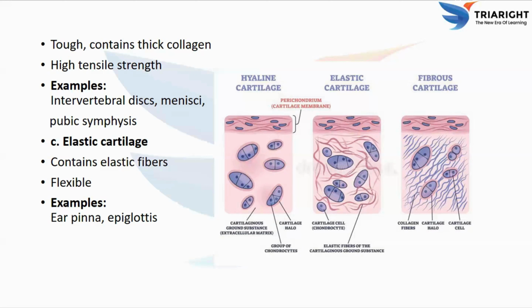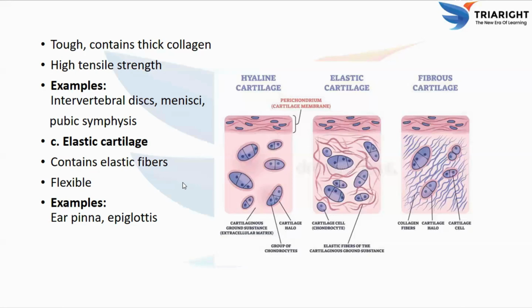This is found in places that experience heavy pressure or shock. So what are the examples? The intervertebral disc between the vertebrae, menisci, which are the knee shock absorbers, and also the pubic symphysis in between the hip bones.